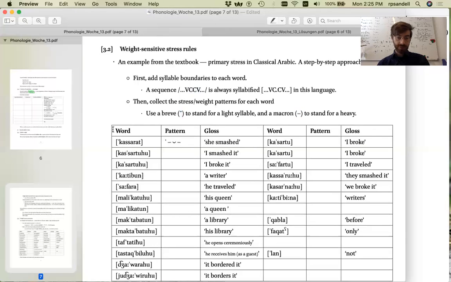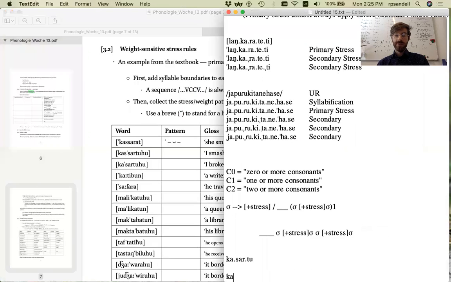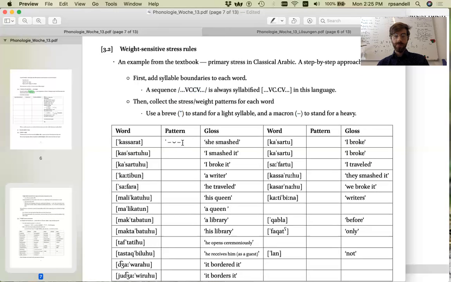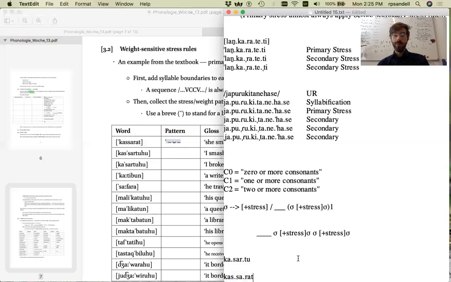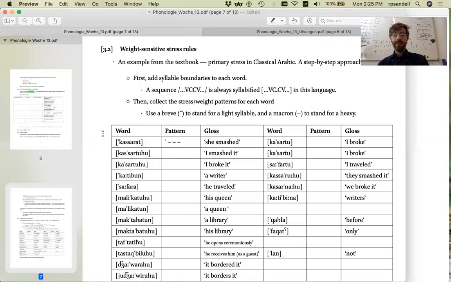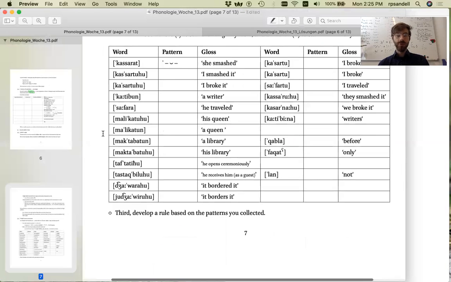So for instance, the word kasarat would be syllabified as ka-sa-rat, and this has a heavy first syllable because there is a coda consonant, a light second syllable because there is no coda consonant and no long vowel, and the third syllable is heavy. So we'll come back to doing that.